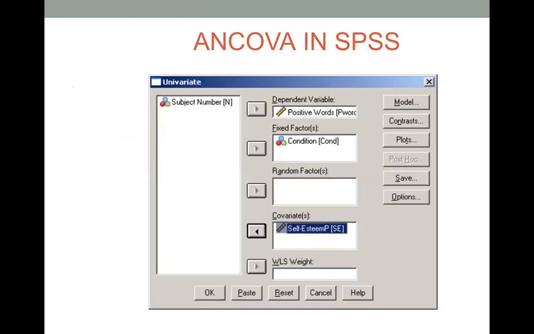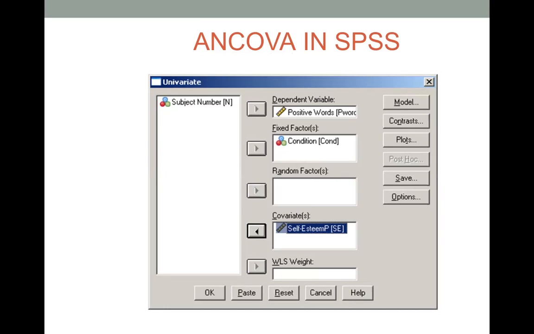So in SPSS, look at it here. You define your dependent variable, the fixed factor, then the covariate. So the covariate is self-esteem, which is a continuous variable and it is operationalized here, affecting what is the dependent variable? Positive words. So positive self-esteem can affect positive words.